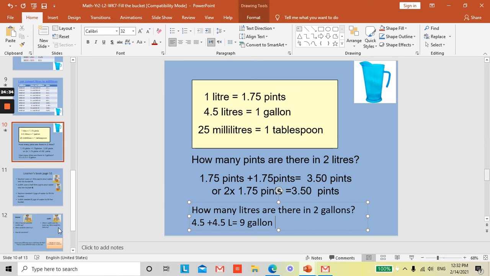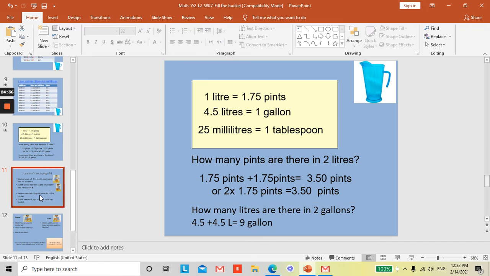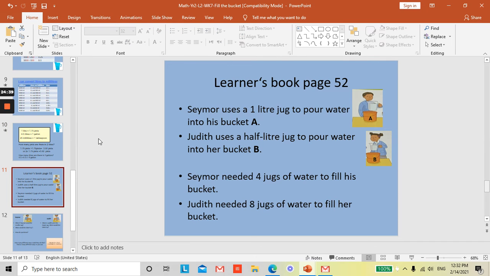how we do it. Next, let's move to our learner's book. We are going to use learner's book, page 52. Simon used a liter jug to pour water into bucket A. Judith used a half-a-liter jug to pour water into bucket B.